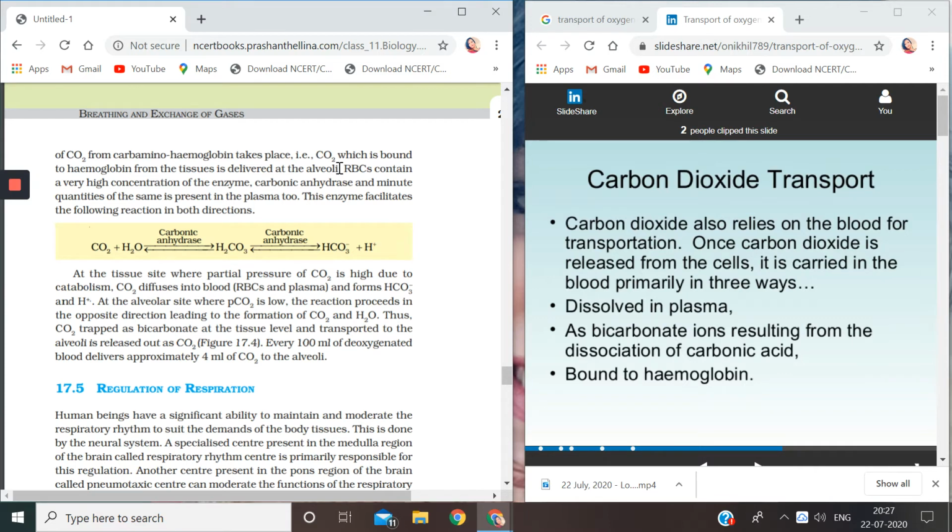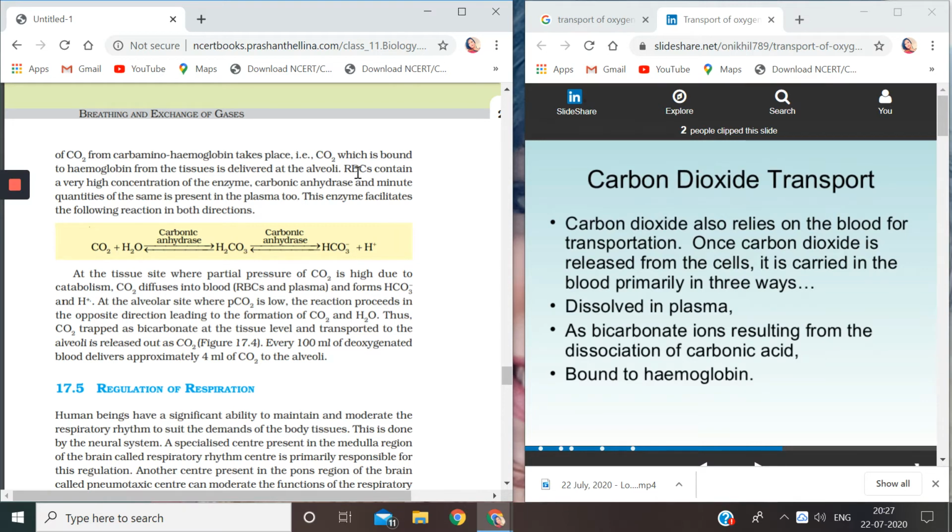Now RBCs contain a very high concentration of an enzyme which is called carbonic anhydrase. This is an enzyme, please underline. Children, one thing I want to tell you: whenever you find a spelling having ACE at the end, this tells you that it is an enzyme. All the enzymes have names ending with ACE. So carbonic anhydrase is an enzyme.